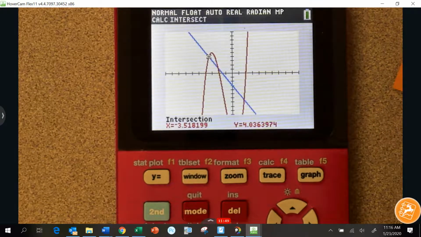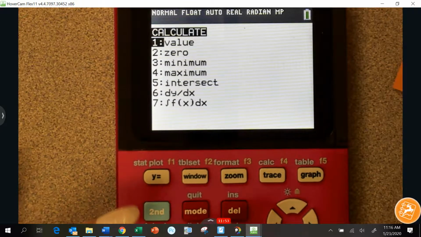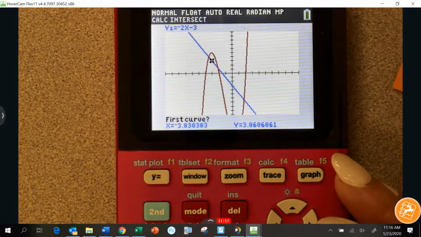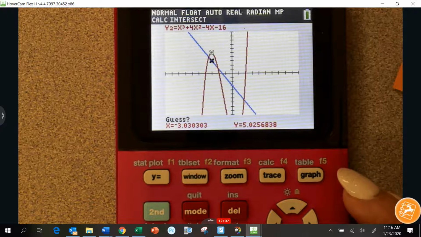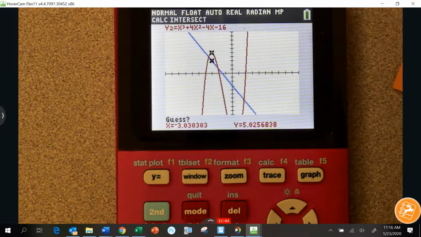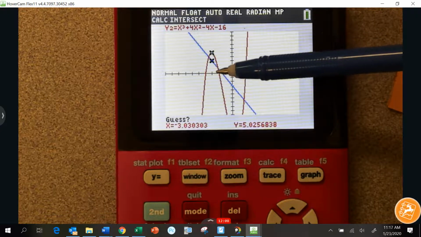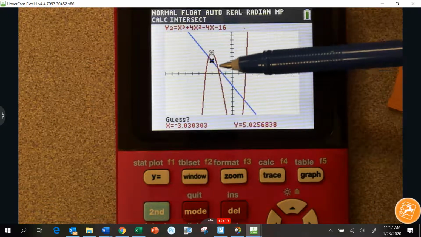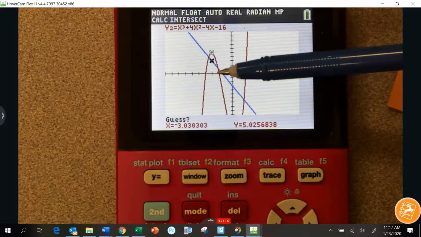All right, so we got one of the intersections. To get another one, you just have to do the whole process again. So second trace, intersect. First curve, make sure it's sitting on the first line. Second curve, make sure it's sitting on the second one. You hit enter. So when I go to guess, I'm going to guess something that looks like it is close to the second intersection. I'm going to guess the X value. What X value would you guys type in? What do you think?